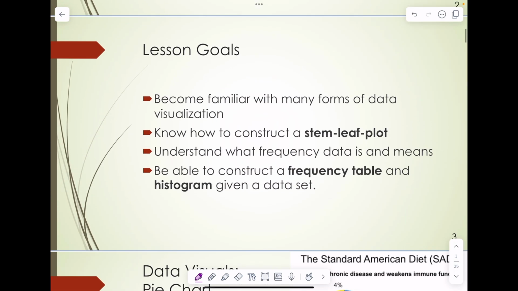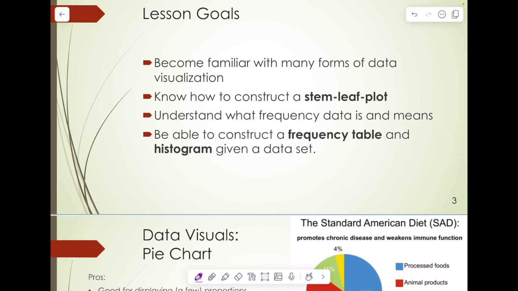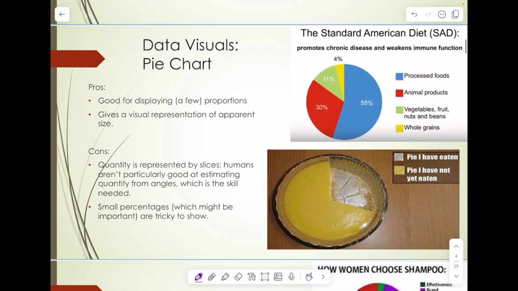The goals for this lesson are to become familiar with the many forms there are out there of data visualization. So I've got a number of exhibits for you to see. We also want to know how to construct a stem and leaf plot, which we will discuss, and then we want to understand what frequency data is and means, and be able to construct a frequency table and a histogram given a data set. So that's what we're going to cover today.